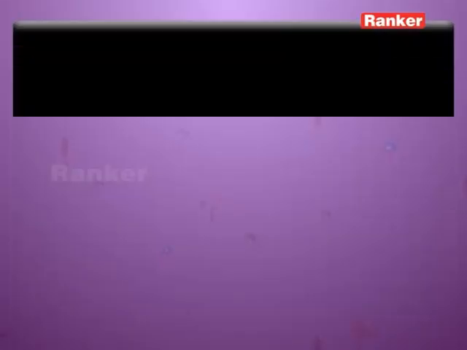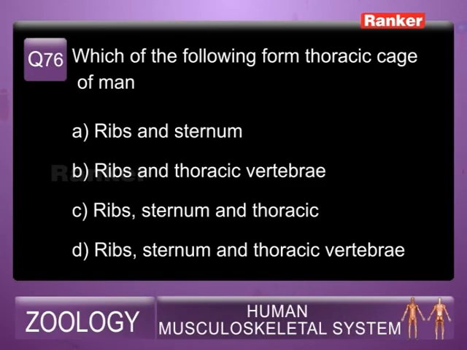76th is here for you. I shall read out the question. Which of the following form thoracic cage of man? A. Ribs and sternum, B. ribs and thoracic vertebrae, C. ribs, sternum and thoracic, D. ribs, sternum and thoracic vertebrae.